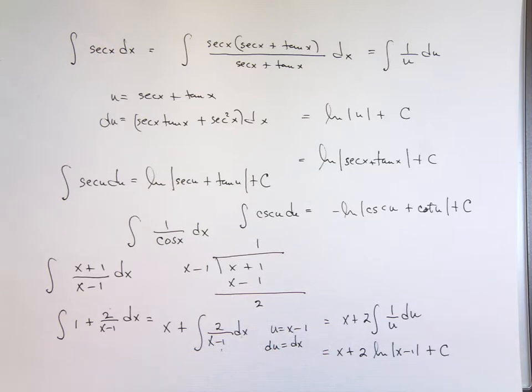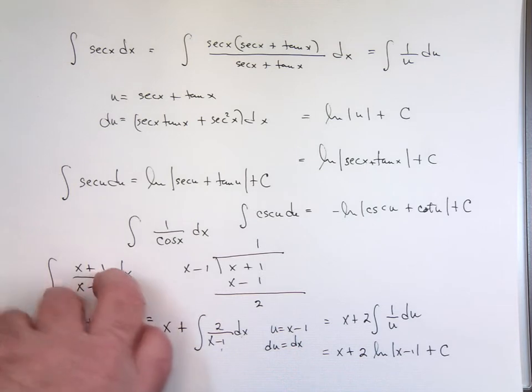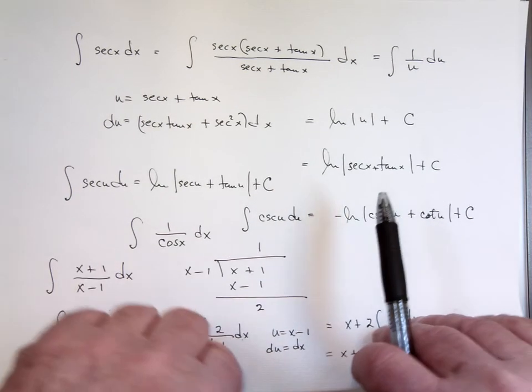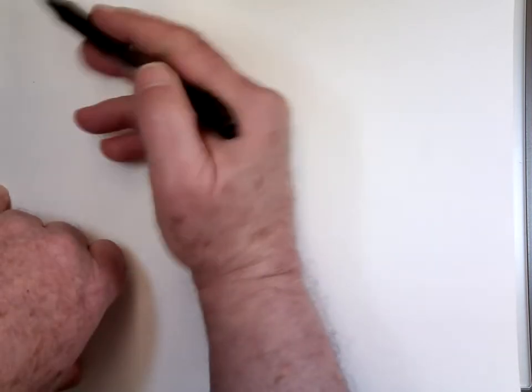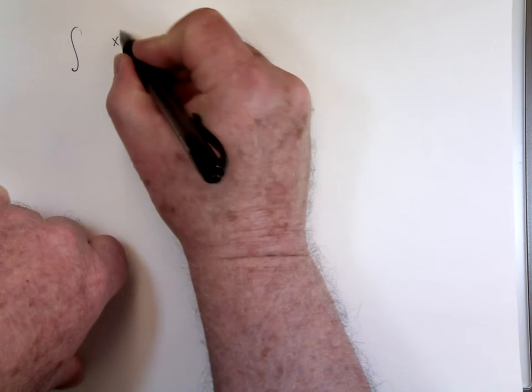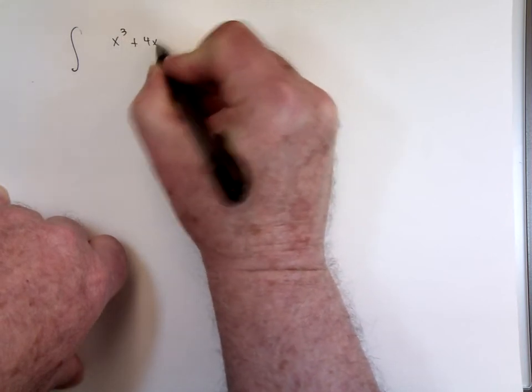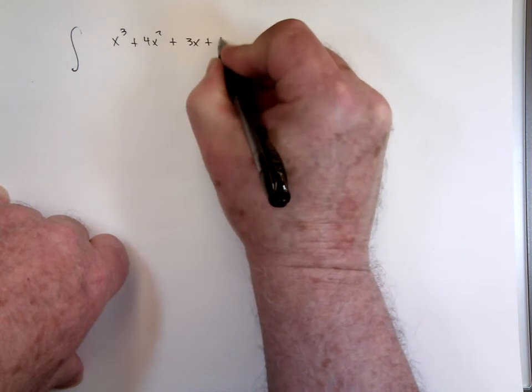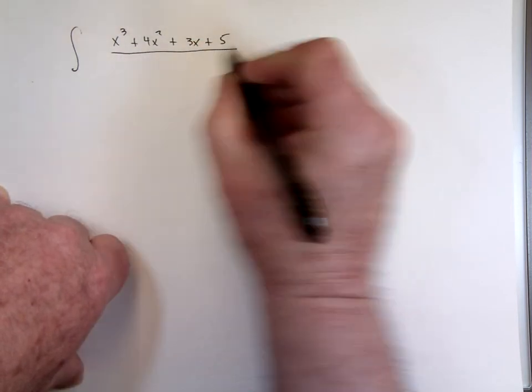So, let me give you guys one to do. Okay? Here we go. Let's do the integral of, how about x cubed plus 4x squared plus 3x plus 5 all over x minus 2. Go ahead.